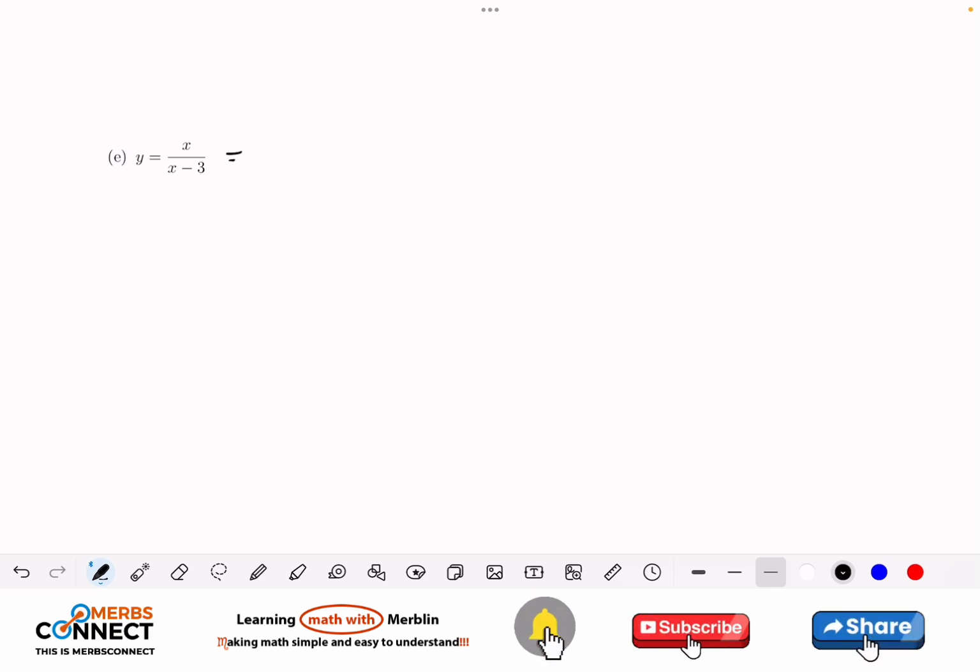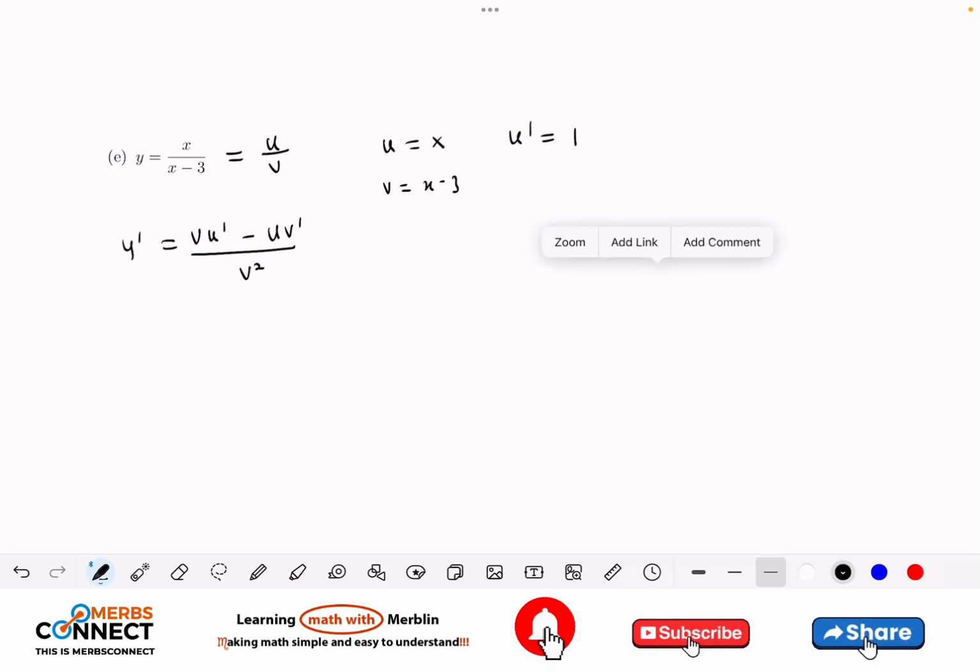So, quotient rule. I'll let this one be u, this one be v. So what is y prime? y prime is v u prime minus u v prime, divided by v squared. So what is my u? u is equal to x. What is my v? v is equal to x minus 3. What is u prime? 1. What is v prime? Also 1.